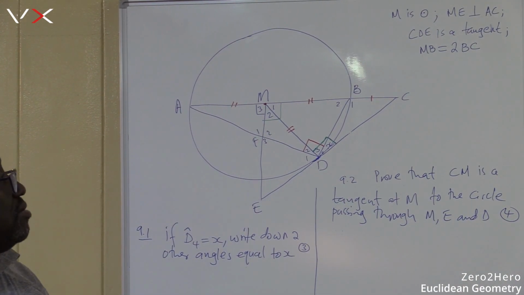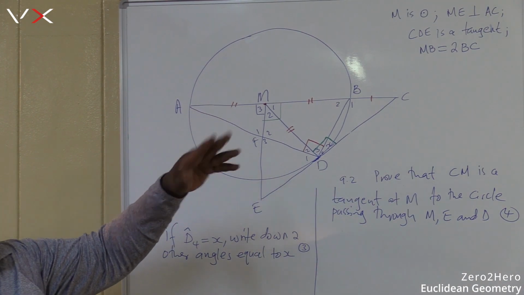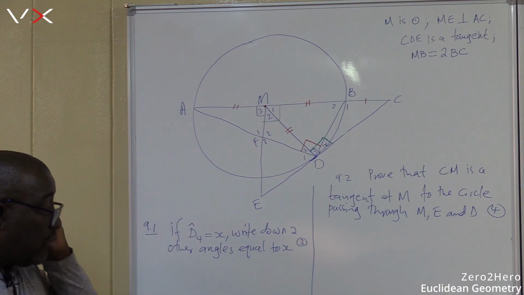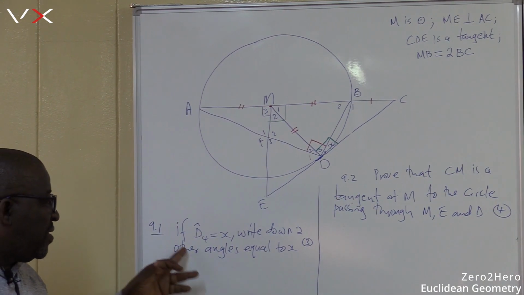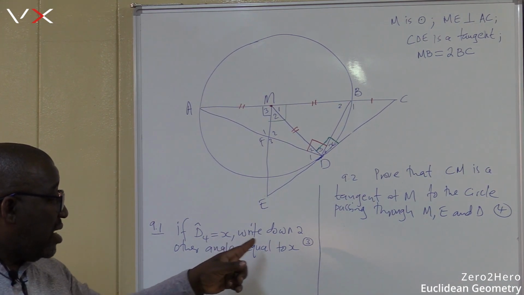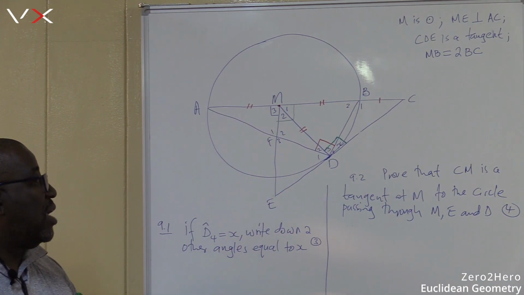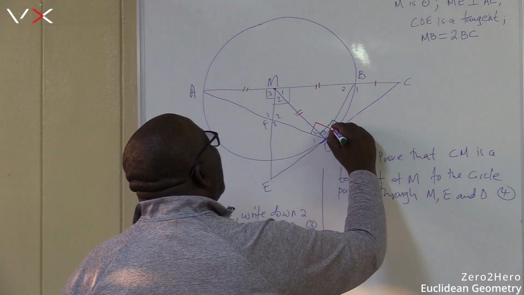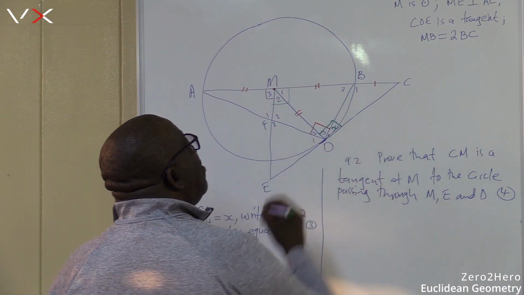Let's look at the questions. Now that we've looked at the statement and we've got so much information just from the statement, let's work it out. If D is equal to X, write down, don't think, don't calculate, just write down 2 other angles equal to X. Where is X? This is where our X is. Look at the position of that X.